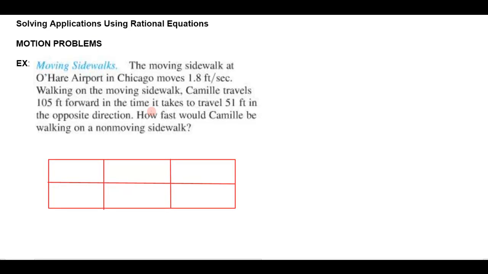Hi everybody. In this lesson we want to look at solving some applications that result in rational equations. In particular we're going to look at some motion problems. So here's our first example.